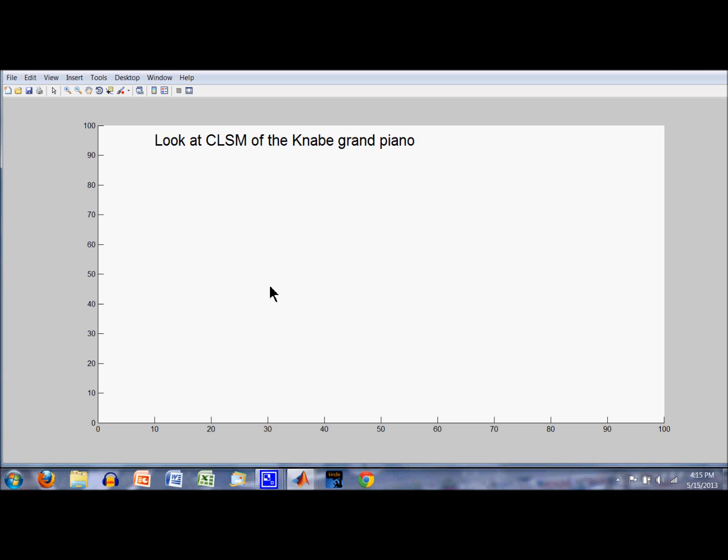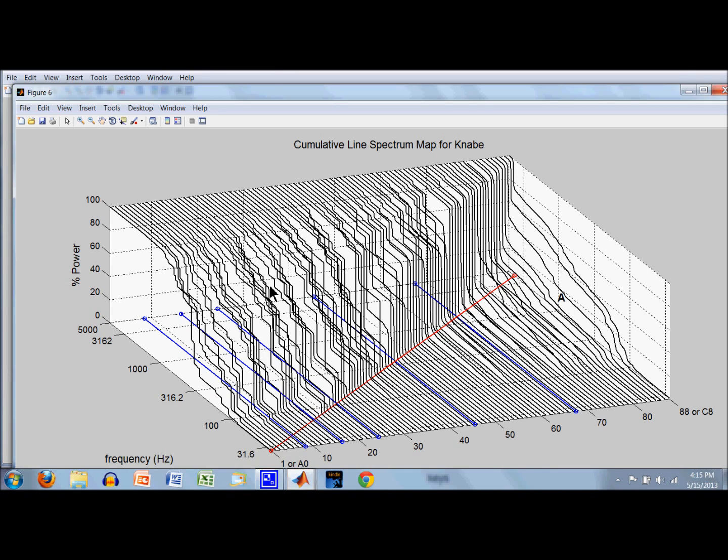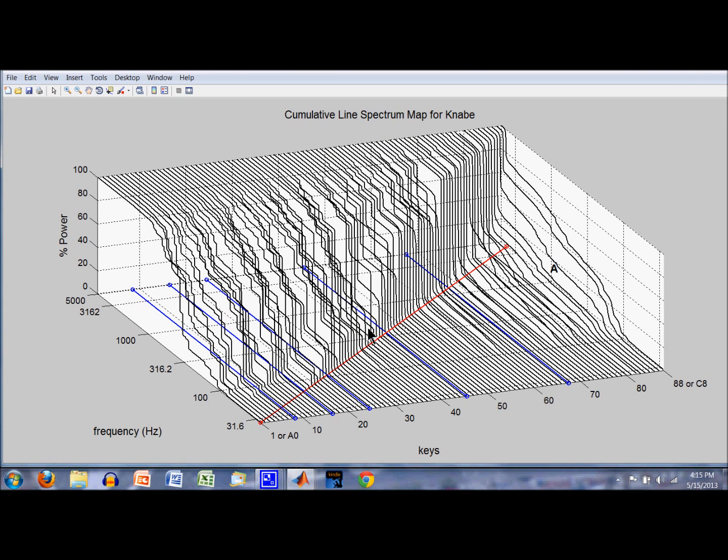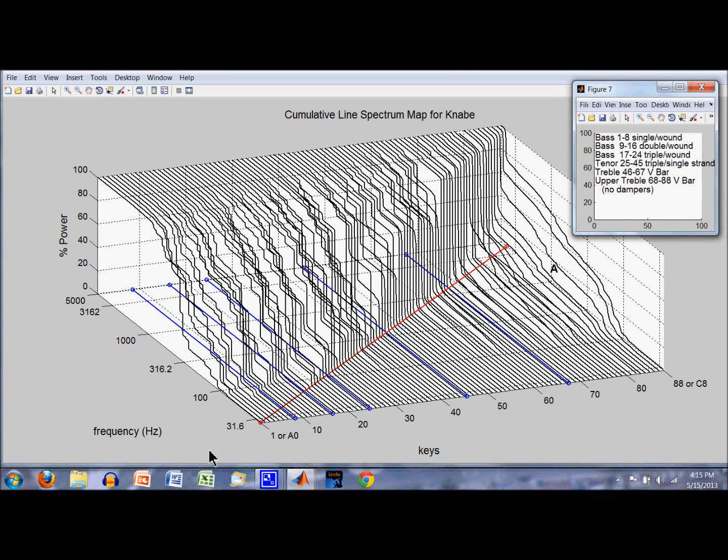Now let's look at the cumulative line spectrum map of the Kanabi grand piano. Okay, we see here quite a busy plot. I'm plotting the keys along here, 1 to 88 or A0 to C8. Over here I'm plotting the frequency. And over here I'm plotting the percent accumulated power. The difference between this graph and the previous one is that I'm plotting the frequencies logarithmically. That's because the fundamental frequency as a function of the key number is geometric.